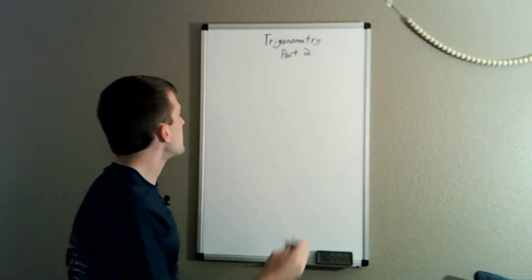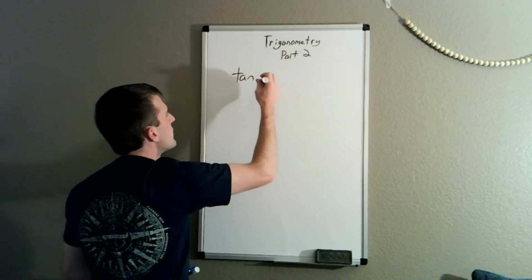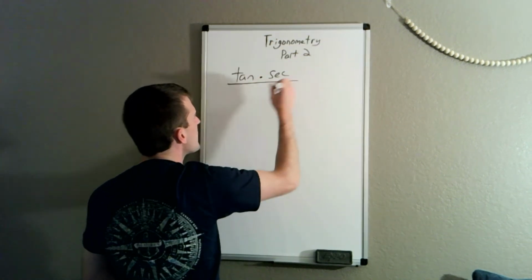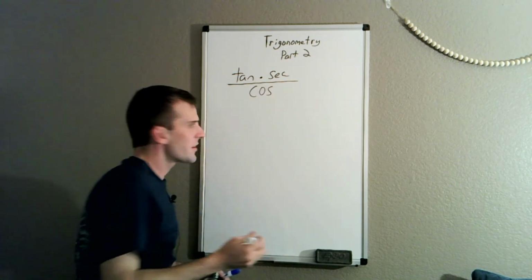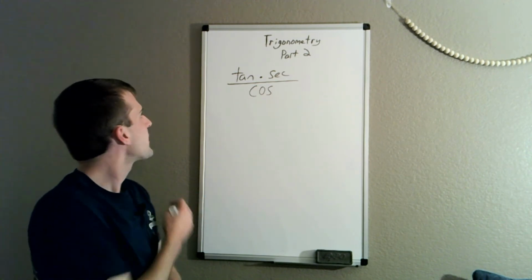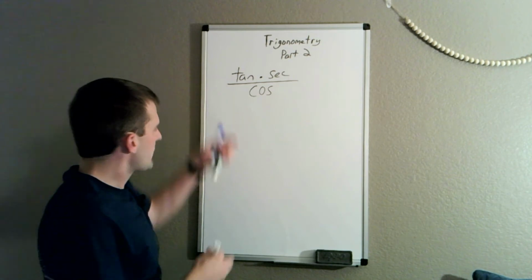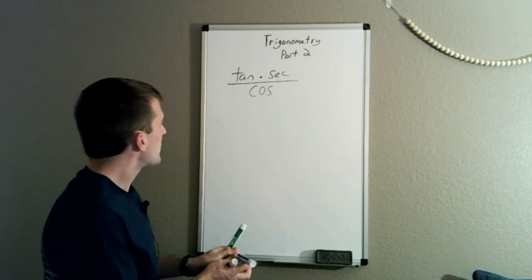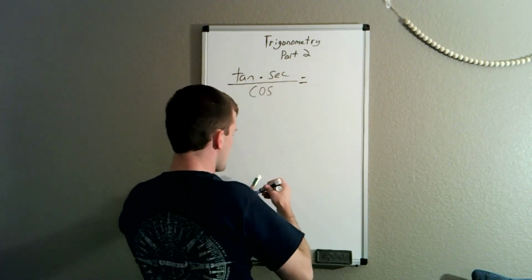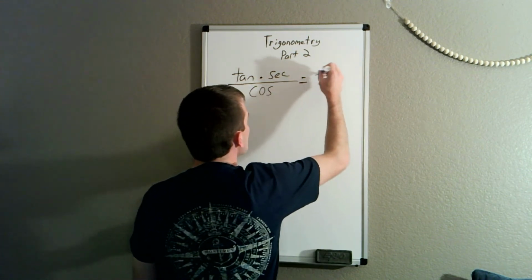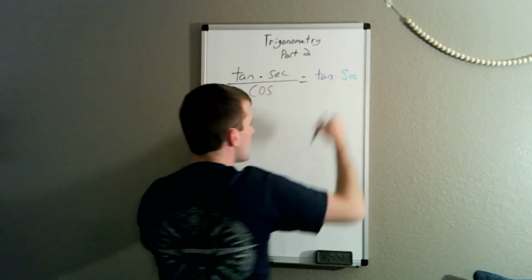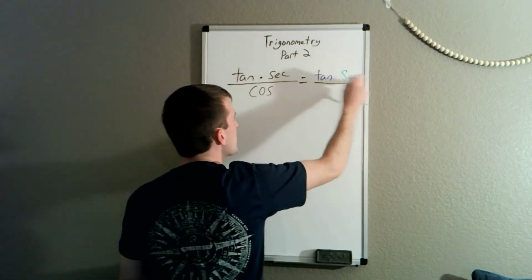All right, let's try a slightly more complicated one. So in this case, we're going to do tangent of theta times secant divided by cosine. And again, I have no idea what this is going to turn out to be, so we'll give it a try, see if we can simplify it some more. I'm going to write all of these in different colors, just so we keep track of each. So I'm actually going to write tangent in blue, secant in green, and cosine in black.